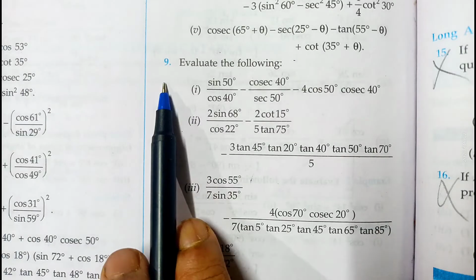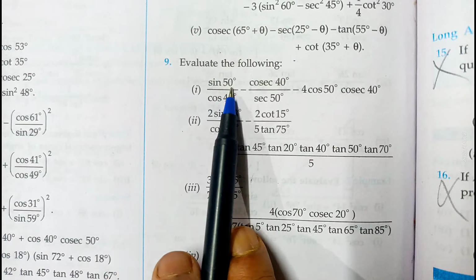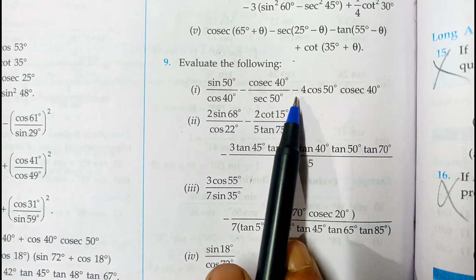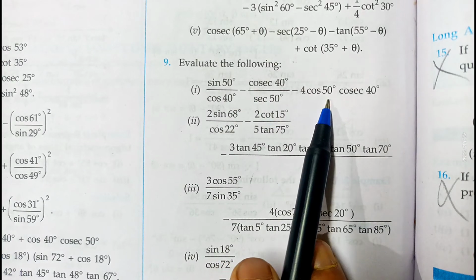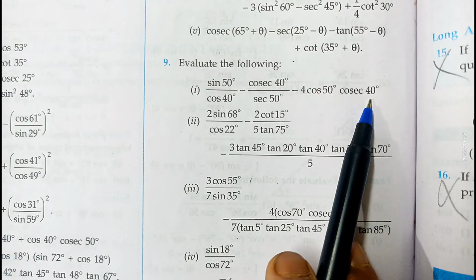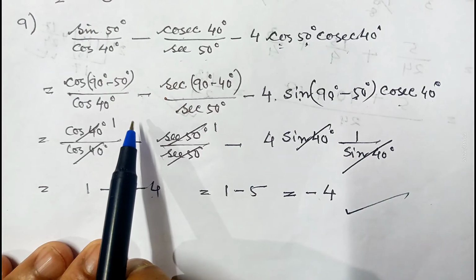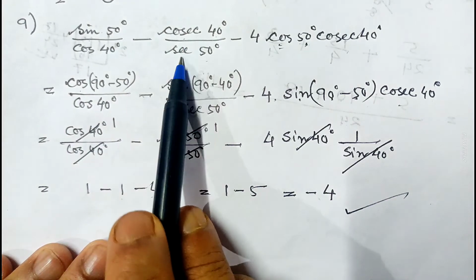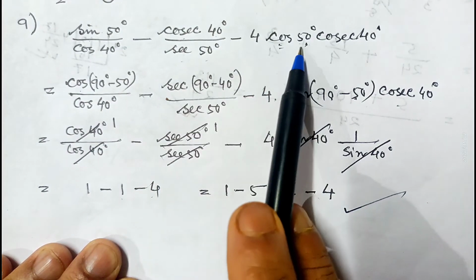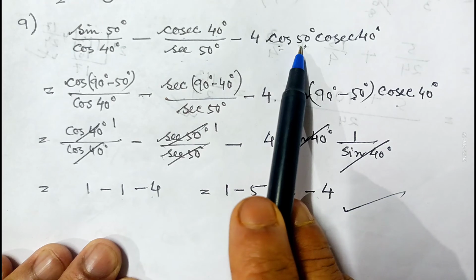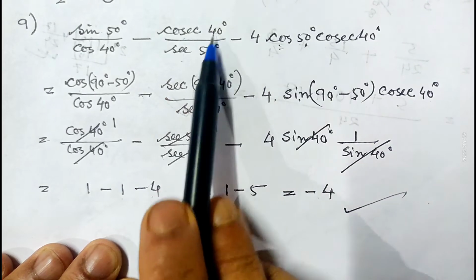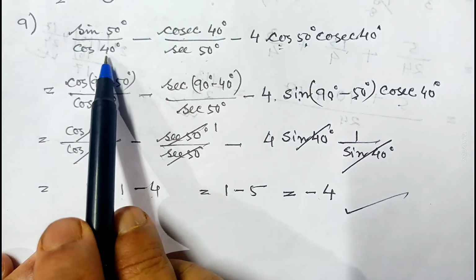Now in the first part of question number 9, it is given: evaluate sine 50 by cos 40 minus cosec 40 by sec 50 minus 4 cos of 50 degree into cosec 40 degree. Here, like the previous sums, what we will do? Out of these two we will change any one. Out of these two we will change any one. And here also out of these two we will change any one. Because our main aim is to make these two angles equal, these two angles equal, and these two angles equal.